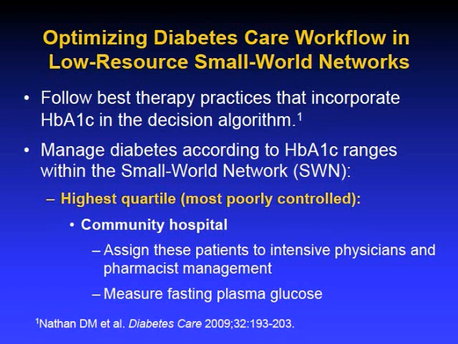First, within the small world network, the highest quartile of the diabetes population with the worst controlled diabetes, as indicated by the highest range of A1c values, should be seen at the community hospital, where patients can be seen by intensive physicians along with pharmacist management. Here, fasting plasma glucose measurements can be taken along with the proper adjustments to therapy as recommended by the consensus statement by Nathan and authors.